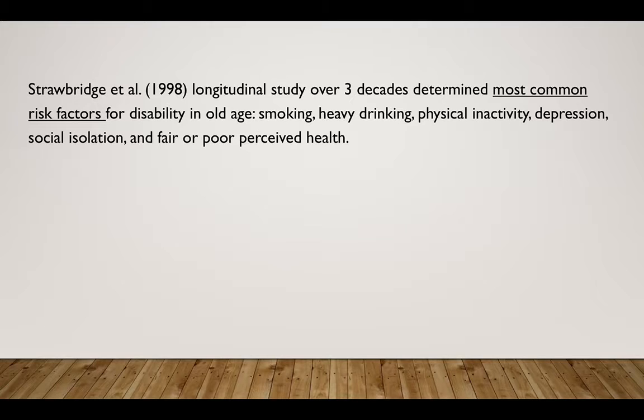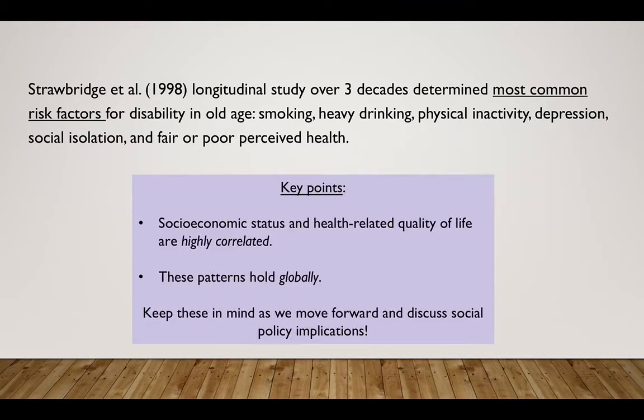We will look at some of this evidence throughout the term, but one thing I want you all to remember is that these are public health issues. Many of the factors that control our health are actually out of our individual control, which is a primary tenet of public health. It's also important to remember these key points. Socioeconomic status and health-related quality of life are highly correlated, and these patterns hold globally. Please keep these in mind as we move forward and discuss social policy implications.